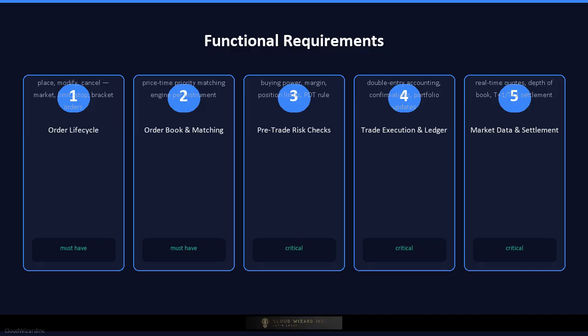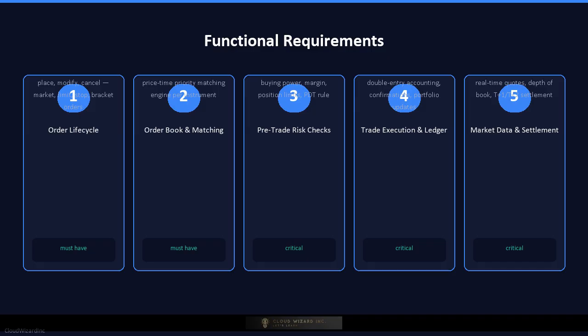Third, the system must enforce pre-trade risk checks including buying power validation, margin calculation, position limits, and pattern day trader rule enforcement. Fourth, on trade execution, the system must update the user's portfolio and cash ledger in real time, generate trade confirmations, and stream position updates to the user's dashboard.